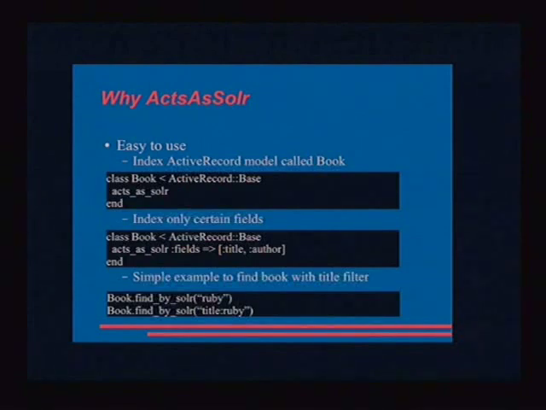For instance, here we're looking for Ruby in any of our fields, and the one on the bottom is looking for Ruby only in the title. They're full text fields, so it's a full text search. You're not limited to that first little bit, which is the only thing you can get if you're doing a database-based search.